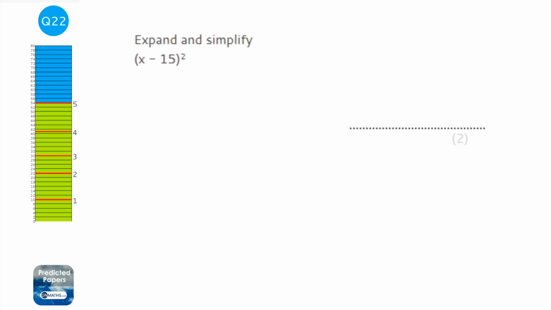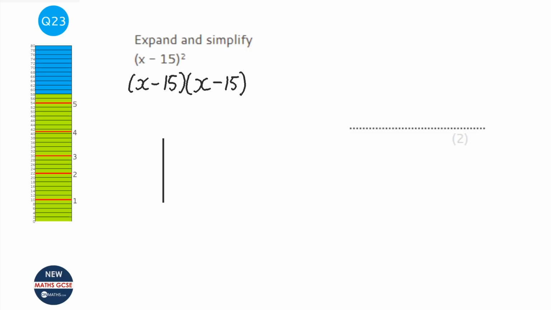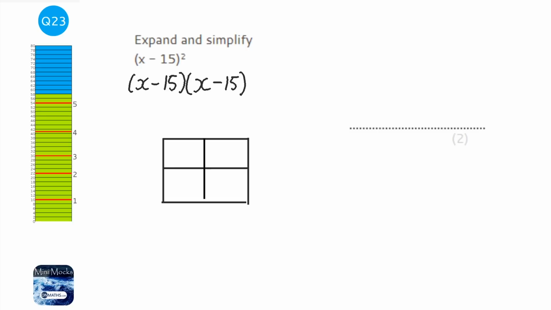Okay, so for the first thing to do with this question is to write it out twice. Whenever you square something, you times it by itself, and itself is the bracket x minus 15. And there are multiple ways of doing the next bit. I'm going to use the grid method for this one, and we put the first bracket at the top, so x minus 15, and the other bracket down the side, which is just x minus 15 as well.